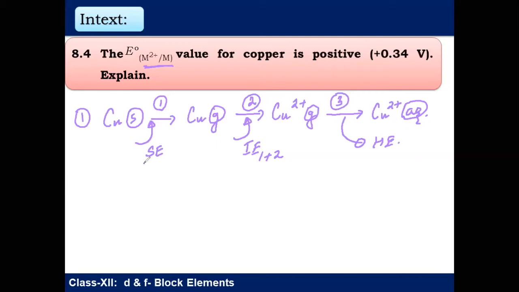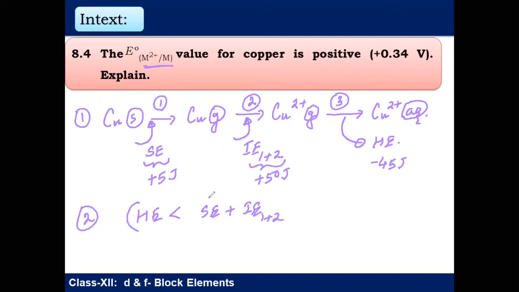So if we assume this value to be, say, plus 5 joules and this value to be plus 50 joules, these are hypothetical values, and this value is minus 45 joules. So we can say that hydration enthalpy is lesser than the sum of sublimation enthalpy plus ionization enthalpy 1 plus 2. So this is point number 2. So hydration enthalpy is not compensating for sublimation enthalpy plus ionization enthalpies 1 and 2 for this process. As a matter of fact, because of this reason, the process is not driven in the forward direction.